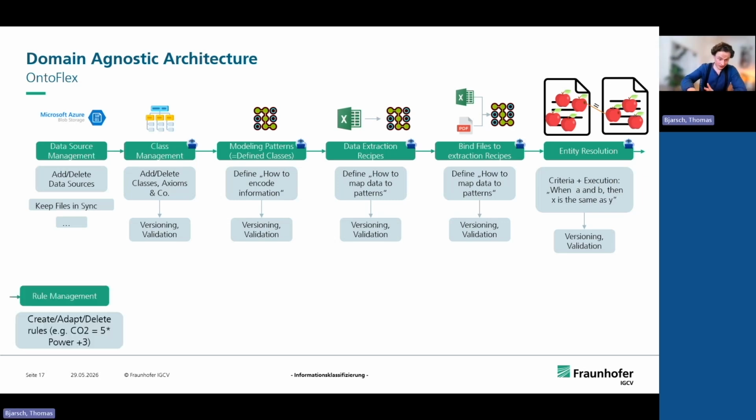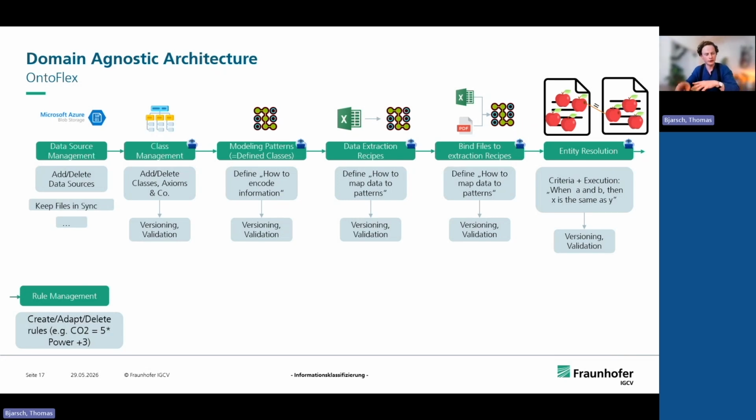Having this, we want to have rule management, meaning I want to bring in knowledge or information not based on files, but something which I just write down. One example in Moby-Dick will be the calculations for CO2, which might be, for example, CO2 is 5 times the power used of a machine plus 3. It's not that easy, just an example.